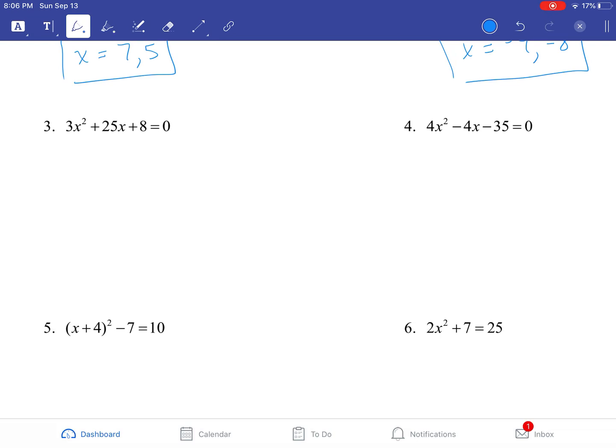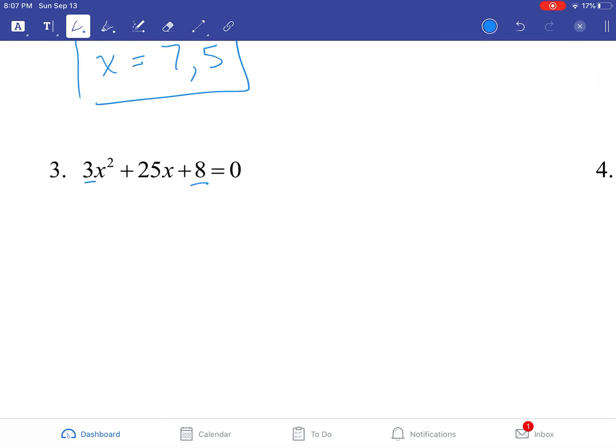So what you do with this is multiply the first term and the last term. So you get 3 times 8. 3 times 8 is 24. What we want to do is figure out what the factors of 24 are that will add up to give you 25. Now it's going to give you 24 and 1. So we have 3x squared. What we're going to do is replace the 25x with our 2 new factors. Plus 24x plus x plus 8.